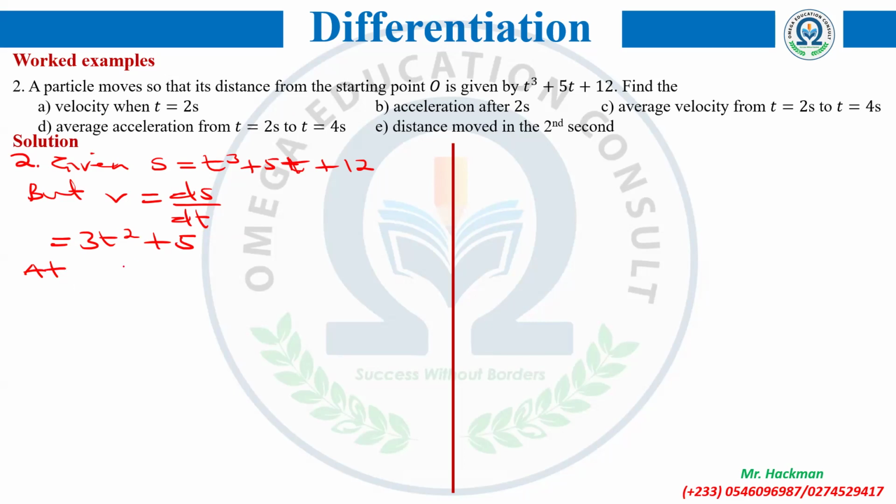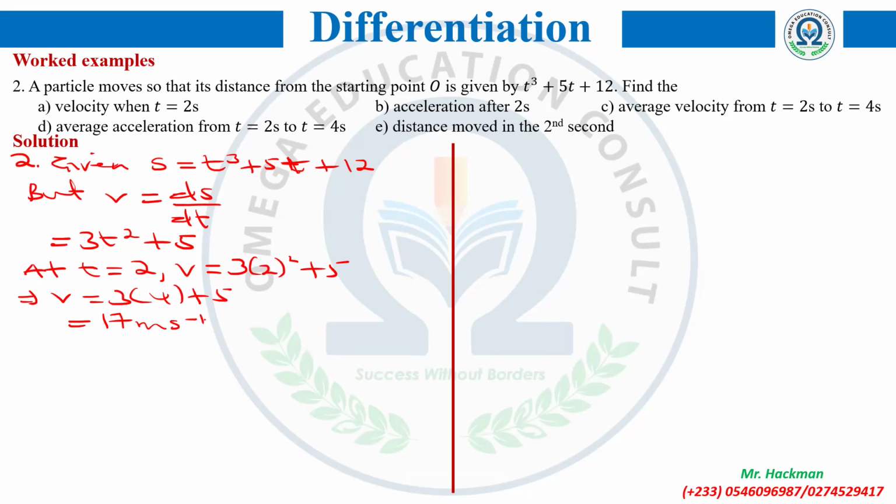At the given time, t is equal to 2 seconds. At t is equal to 2, you can write that your v will be equal to 3 into 2 squared plus 5. That implies that your v will be equal to 3 into 4 plus 5, which gives us 12 plus 5, and that will give us 17. Am I right? But don't forget your unit. It will be meters per second.